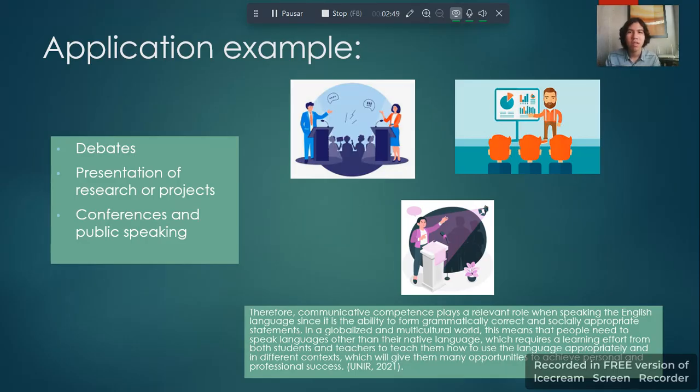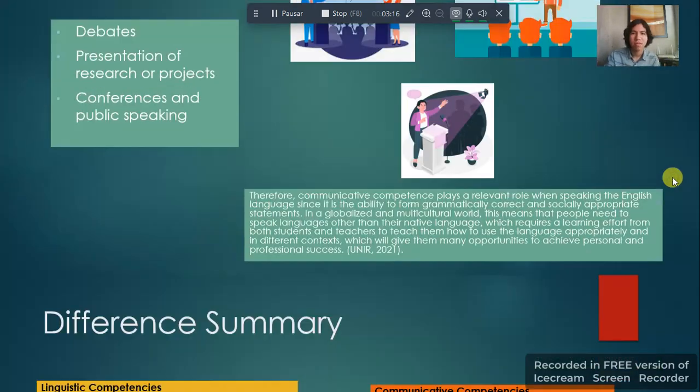We need to remember that communicative competence plays a relevant role in our daily life, because we live in a world that is more connected with other people, and with that we need to learn how to use communicative competences. We have to make an effort, as teachers, to communicate with our students and have many opportunities with that to achieve personal and professional success.